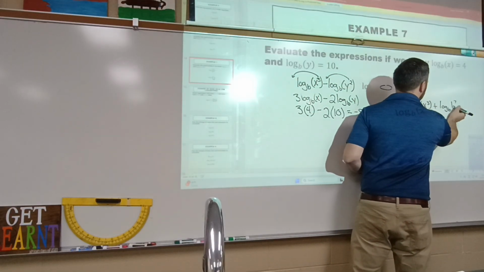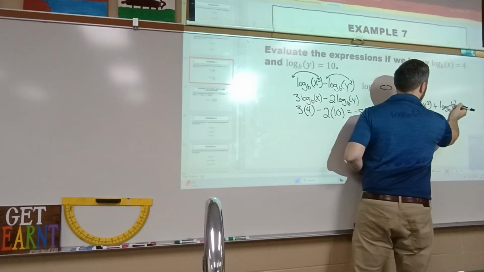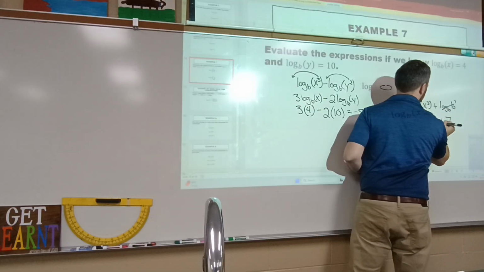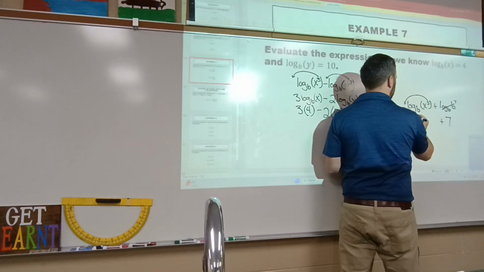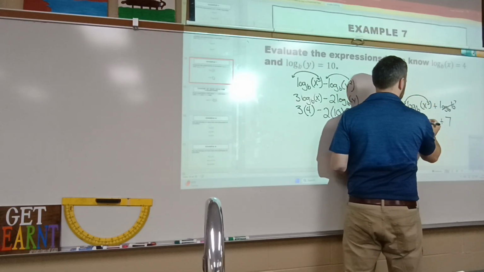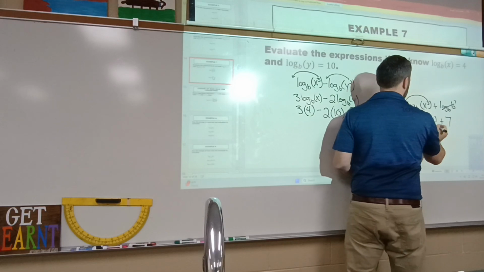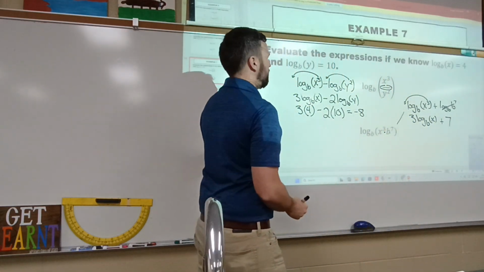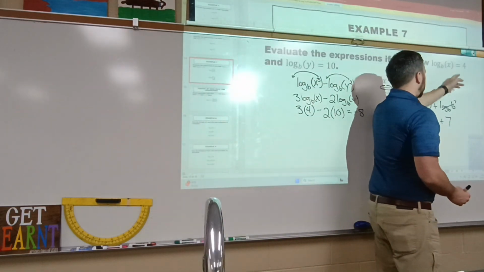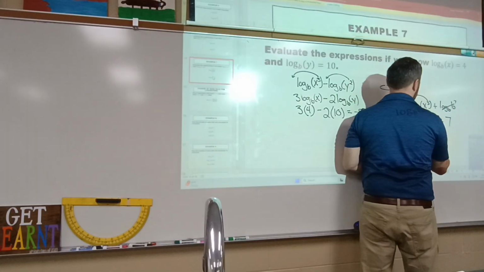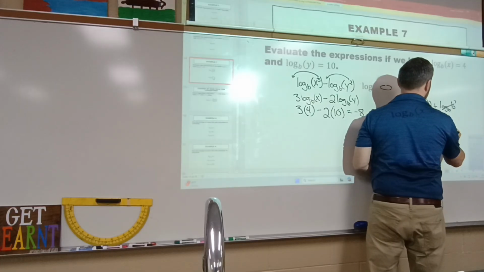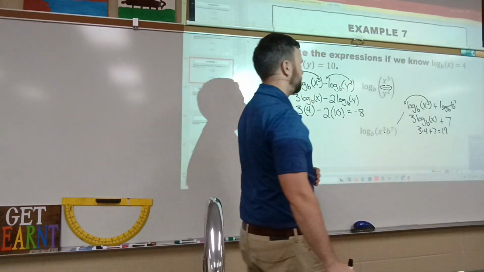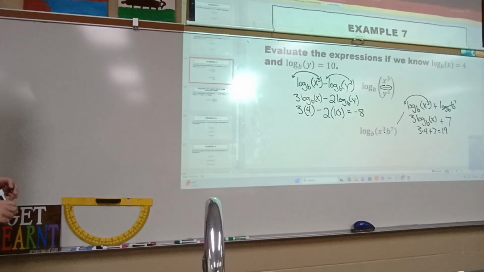What's log base b of b do? What do these do to each other? They cancel. And then here I'm going to move the 3 in front. And that's 4. I got, what's that, 19? Yep. Okay. Threw a curveball at me.